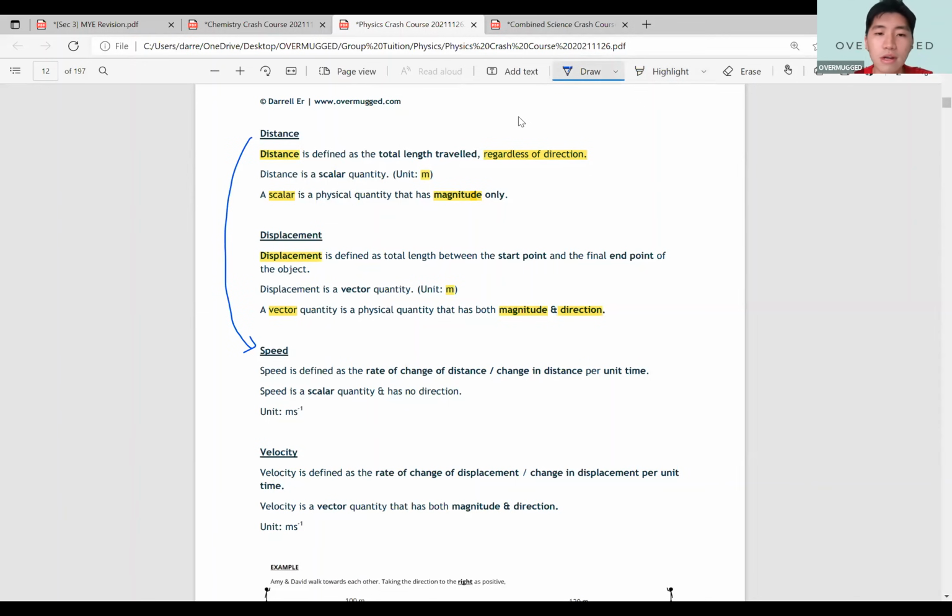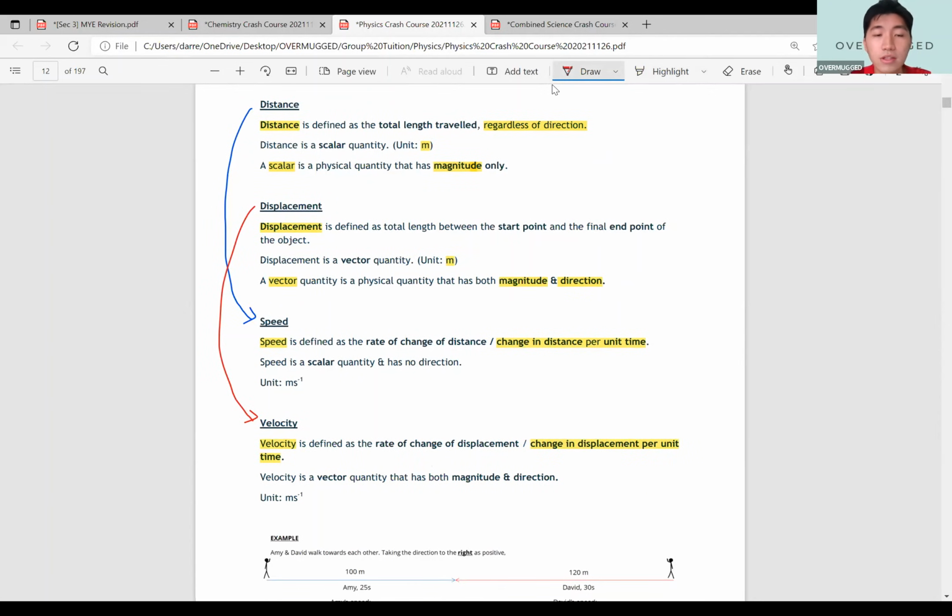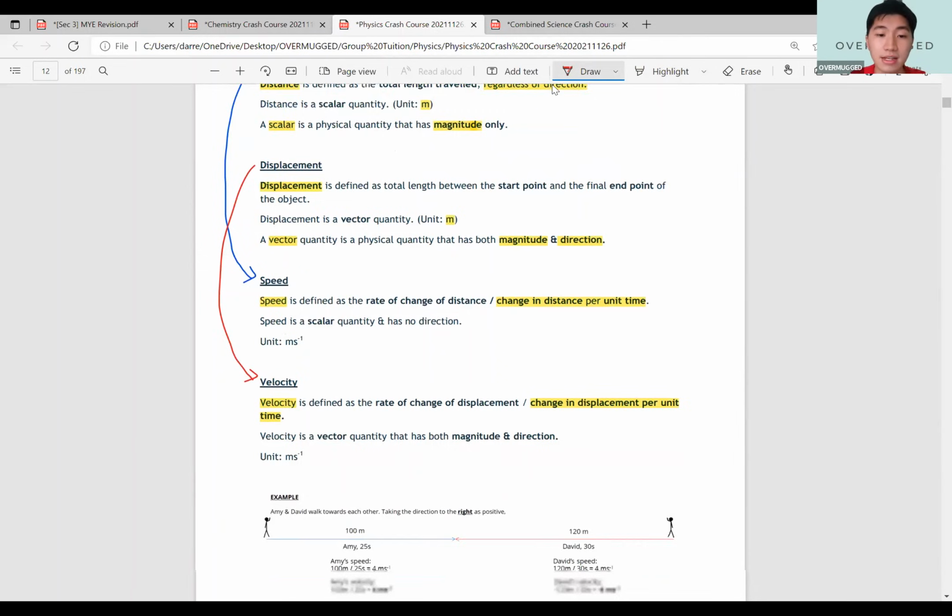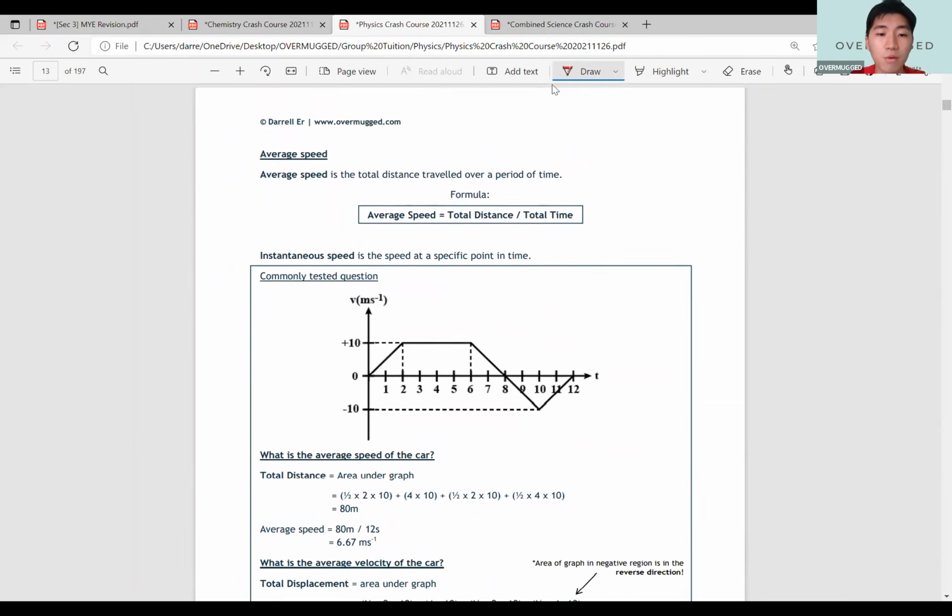I think we already know this, right? Rate of change in distance per unit time is speed. But if you look at the definition for velocity, it's the change in displacement per unit time. So the scalar goes to the scalar, the vector goes to the vector. You need to be able to draw the link between distance and speed versus displacement and velocity. One is a scalar set, one is a vector set. Now, what kind of questions will we get?